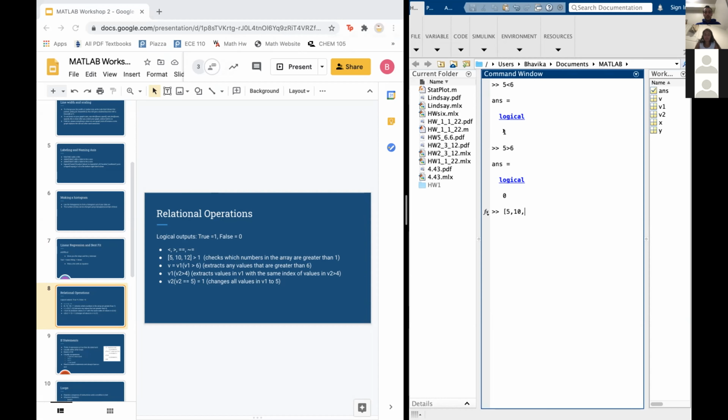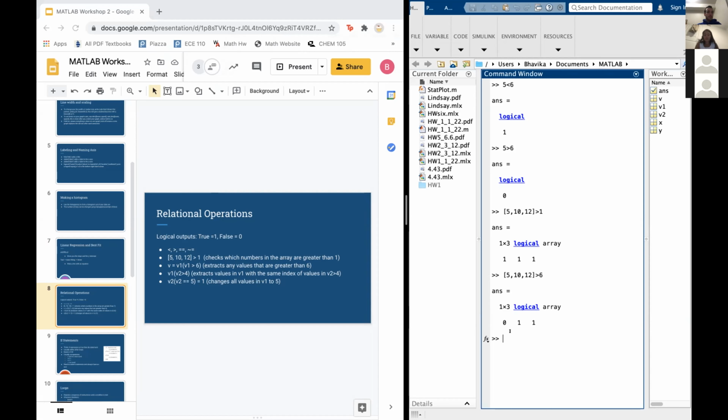For example, if you had something like this and then said to check which ones are greater than 1, it'll basically tell you which ones in this matrix are greater than 1. If we even did something like 5, 10, 12, and then you did which ones are greater than 6, then you would see that 5 is not greater than 6. So that's why it outputs 0 for that one.